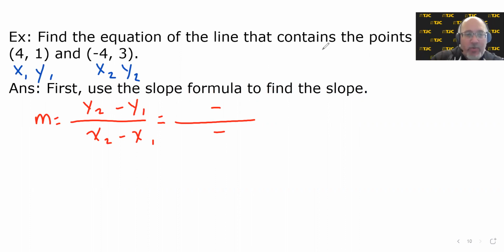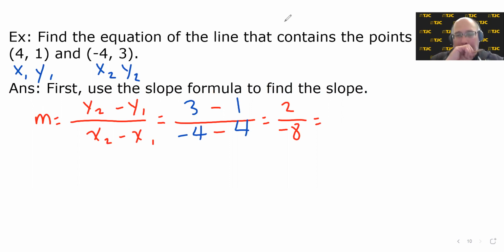y2 is 3, second y is 3, first y is 1, second x is -4, first x is 4. And what does this give us? Well, on the top, 3 minus 1 is 2, and on the bottom, -4 minus 4 is -8. We get 2 over -8, which first off is negative, so I'll put the negative in front of the fraction. And secondly, 2 over 8 reduces to 1/4.